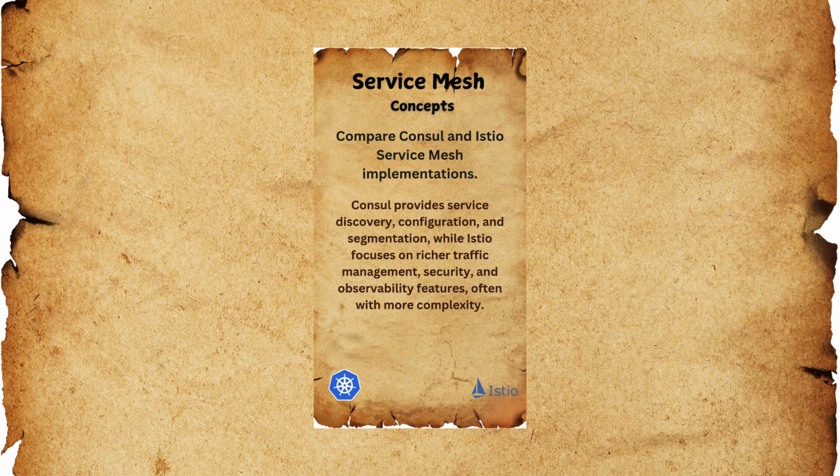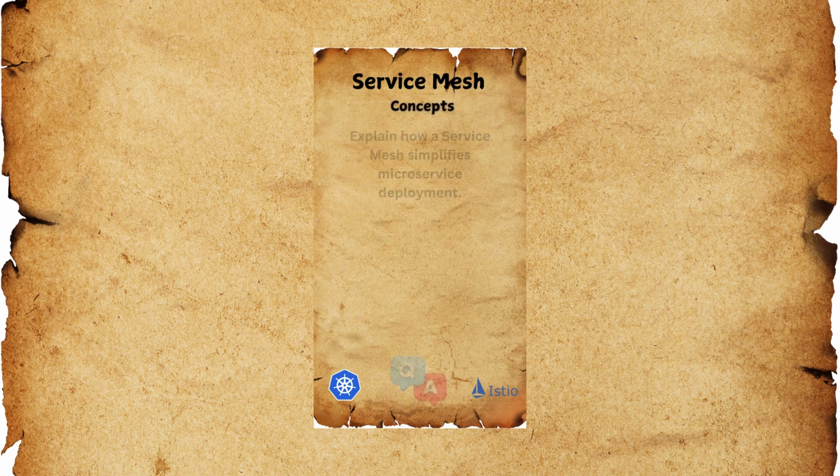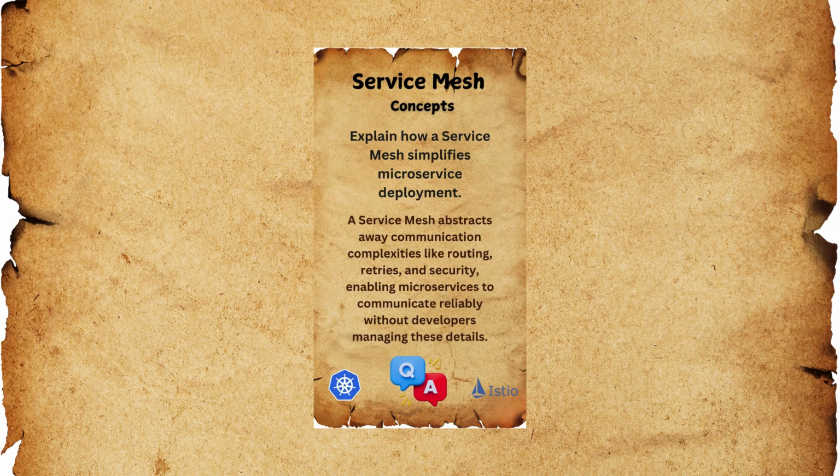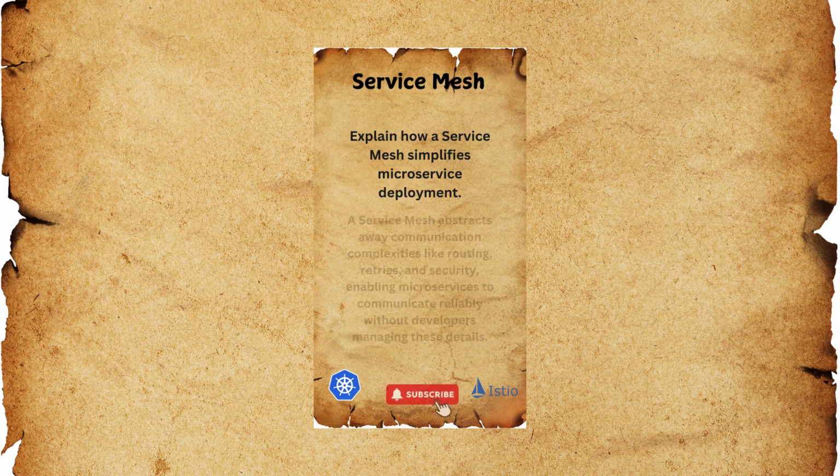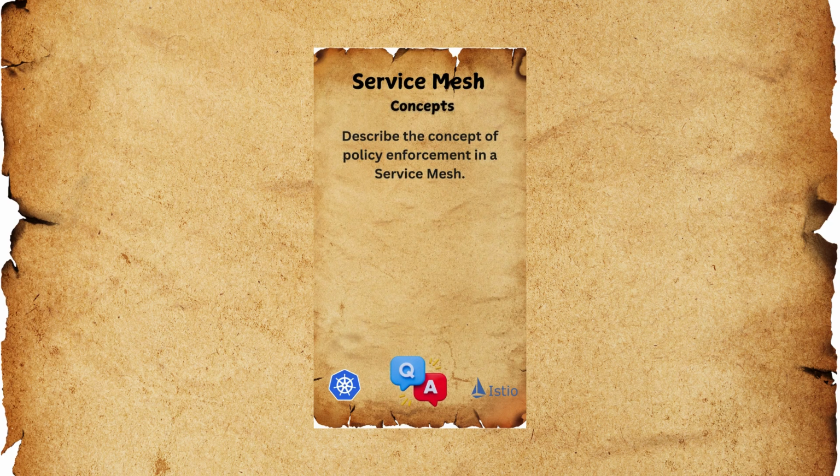Consul provides service discovery, configuration, and segmentation, while Istio focuses on richer traffic management, security, and observability features, often with more complexity. Explain how a service mesh simplifies microservice deployment. A service mesh abstracts away communication complexities like routing, retries, and security, enabling microservices to communicate reliably without developers managing these details. Describe the concept of policy enforcement in a service mesh.